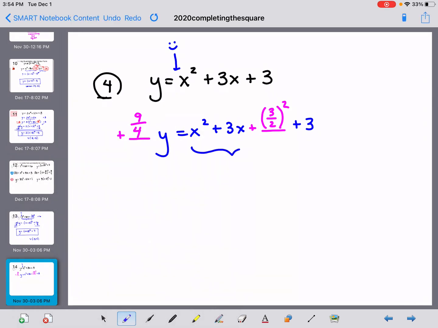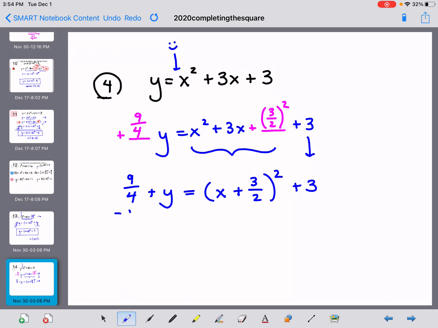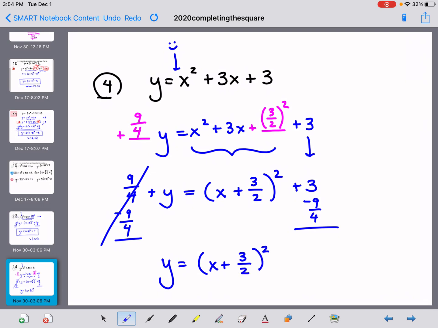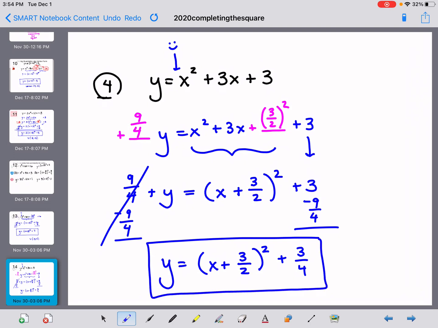I'm going to factor this guy. The benefit of writing the 3/2 squared is I can use my little trick from yesterday, right? Keep that number exactly the same. Plus 3 is just going to come down. This is going to come down. And then I'll subtract the 9/4 from both sides. Final answer. Vertex is -3/2, 3/4.